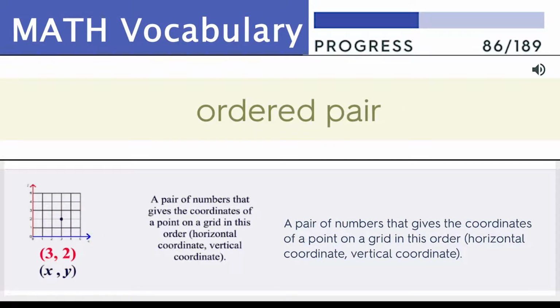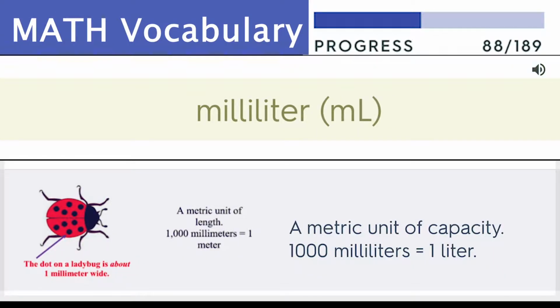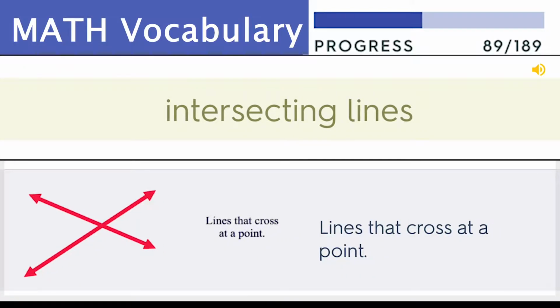Ordered pair. A pair of numbers that gives the coordinates of a point on a grid in this order. Lowest terms. When a fraction is expressed with the fewest possible pieces, it is in lowest terms. Milliliter. A metric unit of capacity, 1,000 milliliters equals 1 liter. Intersecting lines. Lines that cross at a point.